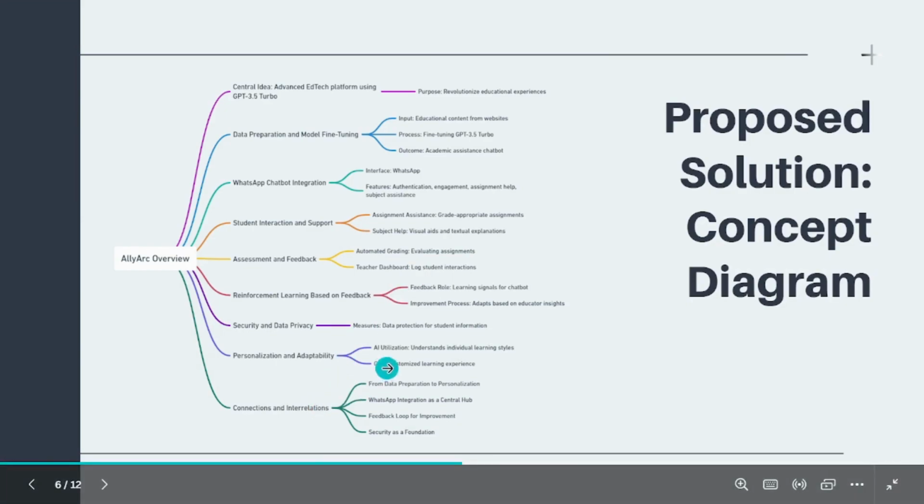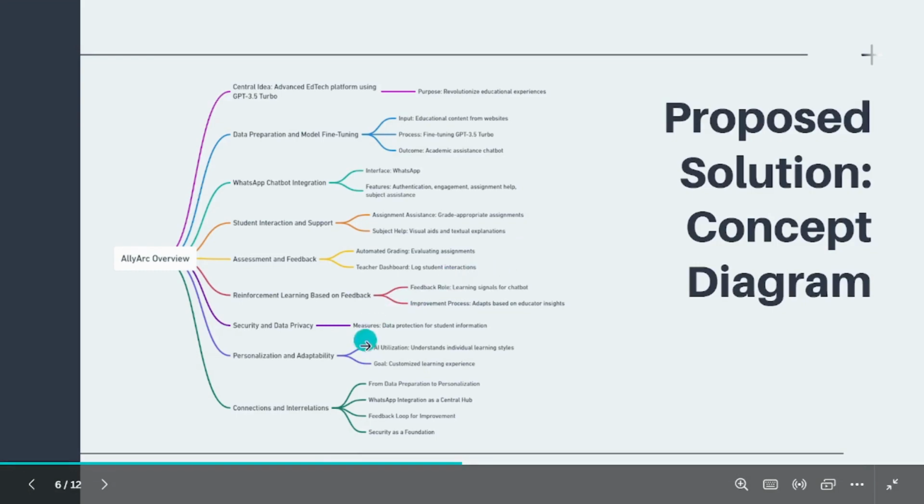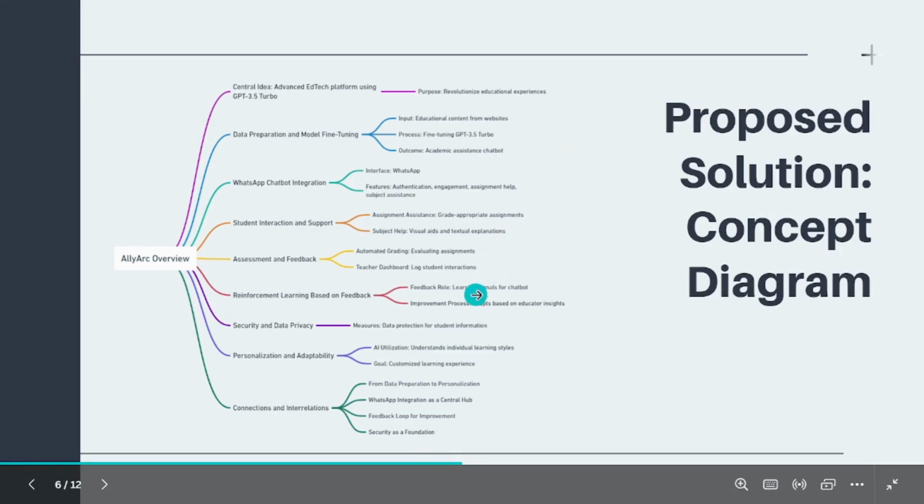Then security, obviously, there are data protection mechanisms for student information. Personalization and adaptation: once again, the feedback for each student is saved so that the teacher can use that education style to understand and develop the large language model. So the goal is mainly to customize the learning experience. So that is from data preparation to personalization, WhatsApp as the central hub, which connects the student to the rest of the system, and the feedback loop and security as a foundation.